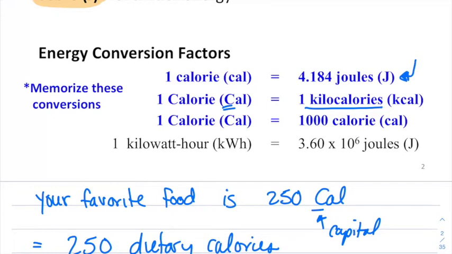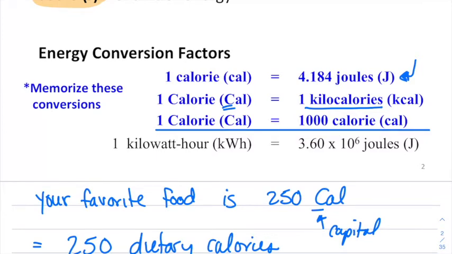Where you'll see me use a capital C is when I'm talking about food. So if I'm talking about the calories in food, I will use that capital C, and I'll try to always remember to put in parentheses dietary after it. But again, I'm never going to try to trick you between lowercase and uppercase C, because that's just cruel. So here's that conversion. For every 1 capital C calorie, 1 dietary calorie, there are 1,000 scientific calories.